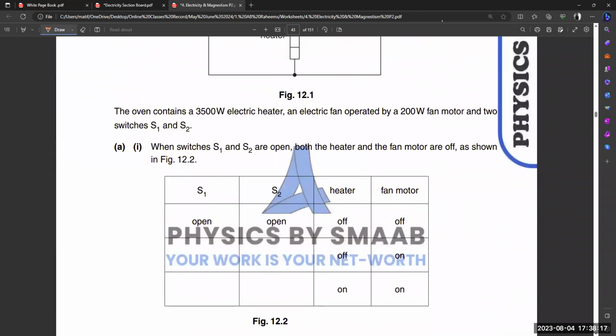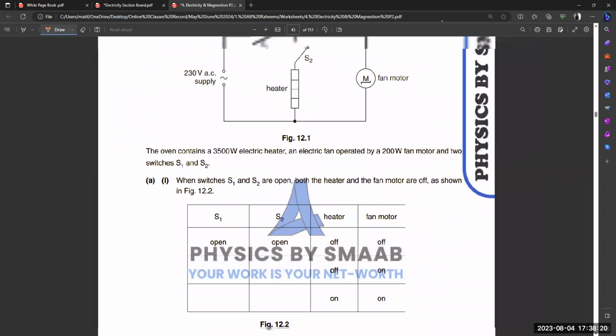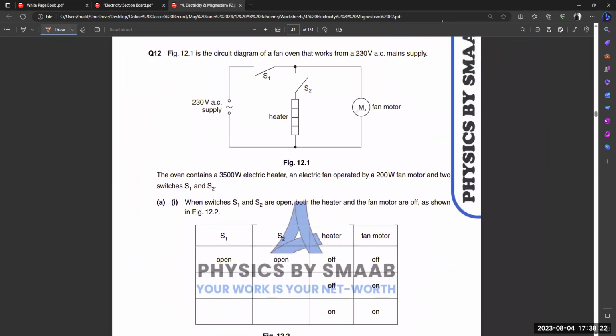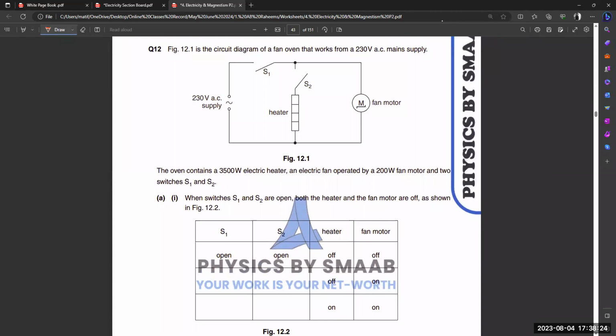Okay, this is a very simple circuit. It is not much difficult for you to identify. In question number 12, there is a circuit diagram, and in the circuit diagram, there is a main supply of 230 V AC. And you know the difference between AC and DC. In AC, current will move in both directions. In DC, current will only move in one direction.